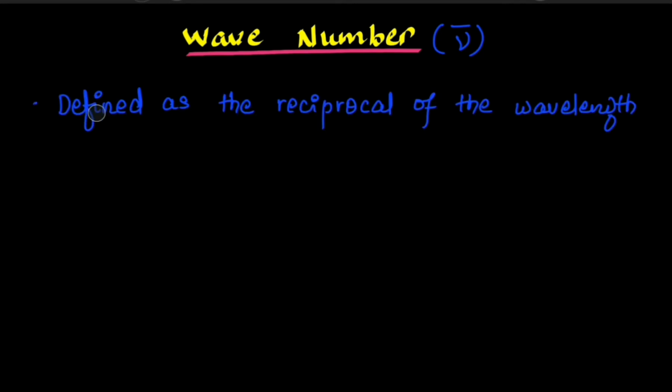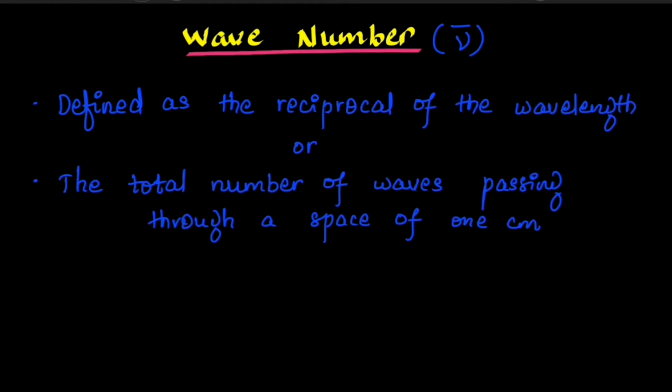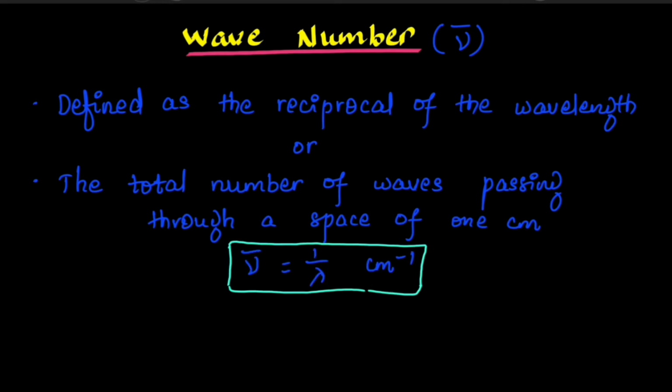This can be defined as the reciprocal of the wavelength. So it is just the reverse of it. You can call it the total number of waves passing through a space of 1 centimeter. So within this equation, it can be seen that the wave number is the reciprocal of the wavelength. So when I consider even the units, whatever units we choose for wave number are the reciprocal units of the wavelength. If I choose centimeter for wavelength, that becomes centimeter inverse. And if it is meters for wavelength, that becomes meter inverse, and so on.